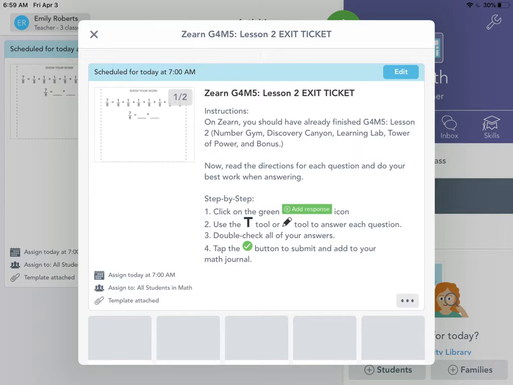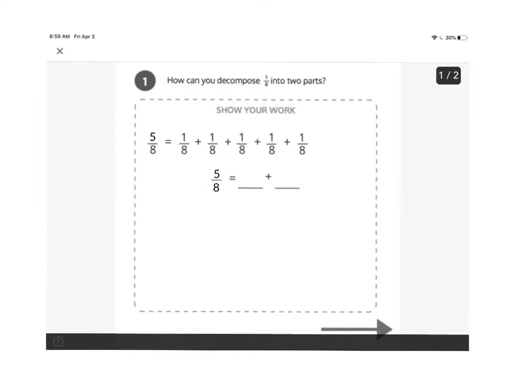In this video, I'm going to be going through how to solve those two problems. I am going to be using different numbers than in the exit ticket you are completing, but the types of math are the same. Make sure to read the step-by-step instructions before you begin your assignment. Make sure to double check all of your answers and to tap the green check button to submit and add to your math journal.